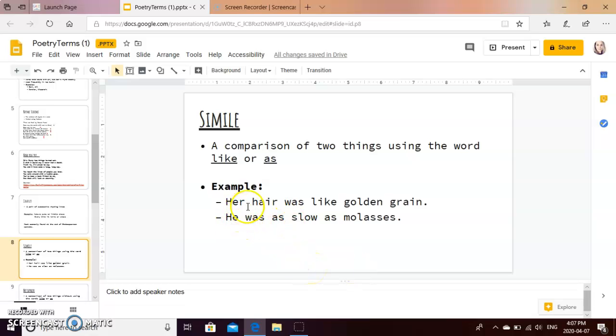In the first line, they're comparing her hair to grain, and in the second line, they're comparing the boy's speed to that of molasses, which if you've ever tried to pour molasses is very, very slow. So these are two examples of a simile.